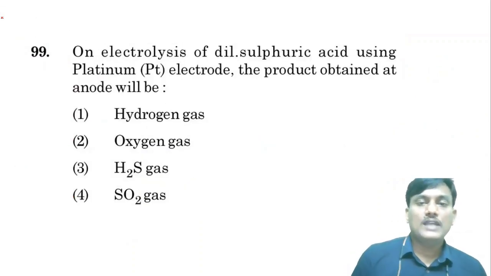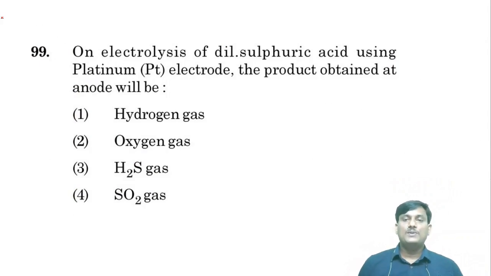On electrolysis of dilute sulfuric acid using platinum electrodes, the product obtained at the anode will be.